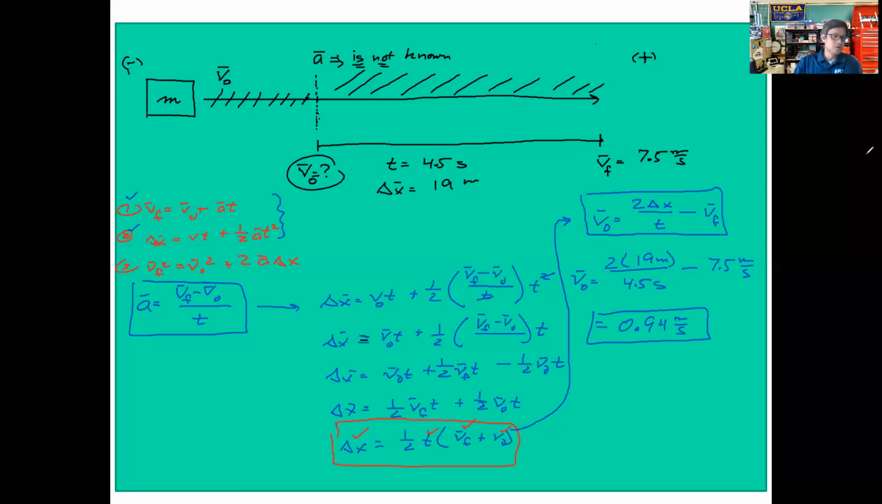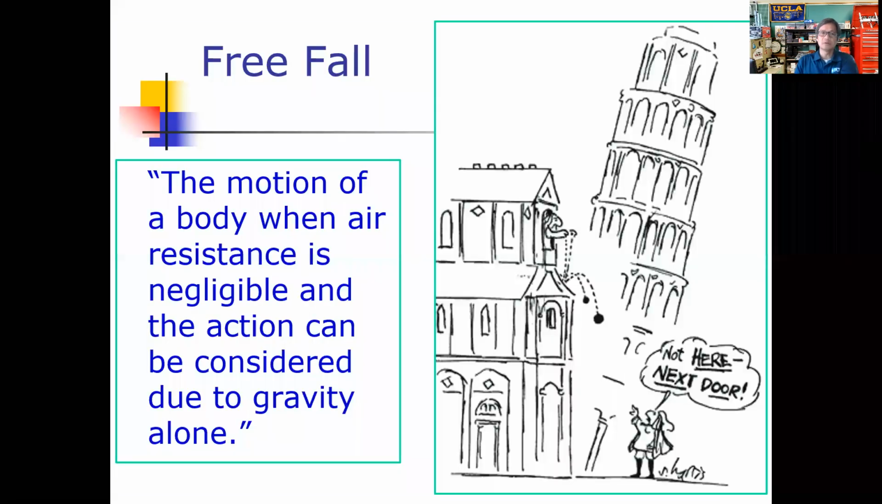Good news is your homework for the kinematics won't have these types of problems. I just want to make sure that you have a chance to work these out. Okay, let's continue on with the little time that I have left here, folks. I want to start talking about a free-falling object.